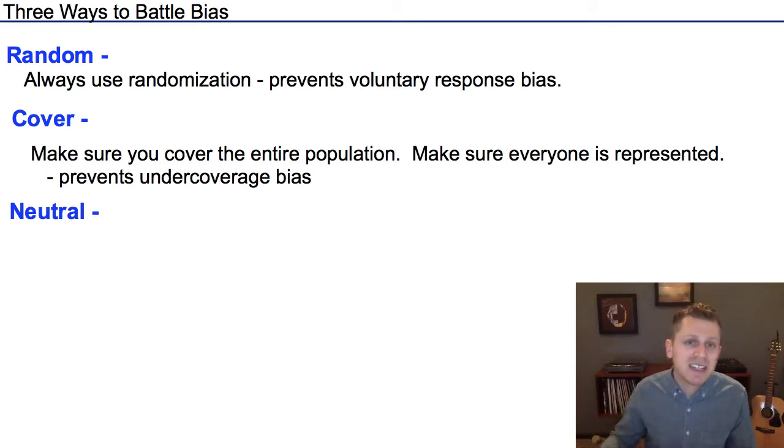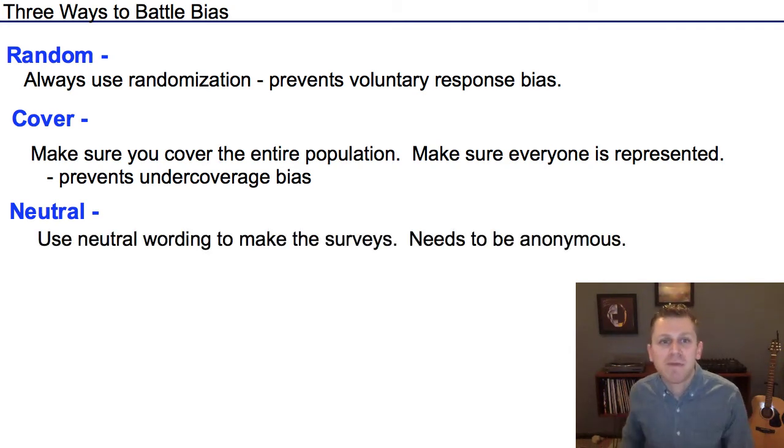If we only ask the seniors, then we don't really know about the high school, we just know about the seniors. And finally, try to make your sample neutral, which means that you use neutral wording. You don't want to push someone and lean them towards a certain response. The survey should be anonymous, and that would be something that you could do to prevent bias.